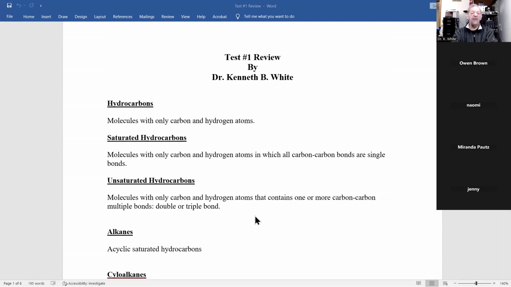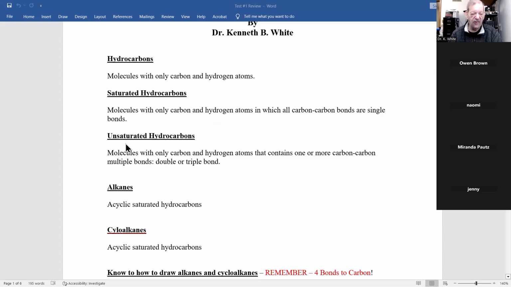Now, there are two types of hydrocarbons you should know. One is a saturated hydrocarbon, a molecule with only carbon and hydrogen atoms, in which all the carbon-carbon bonds are single bonds. The other type is an unsaturated hydrocarbon. And again, being a hydrocarbon, it's a molecule with only carbon and hydrogen atoms and contains one or more carbon-carbon multiple bonds, meaning a double or triple bond.